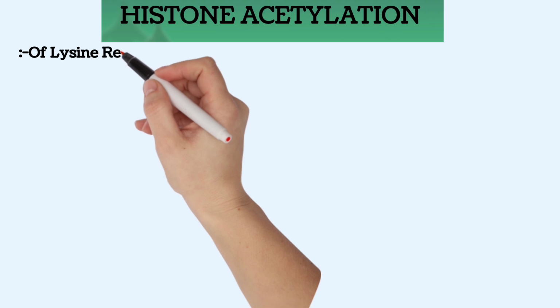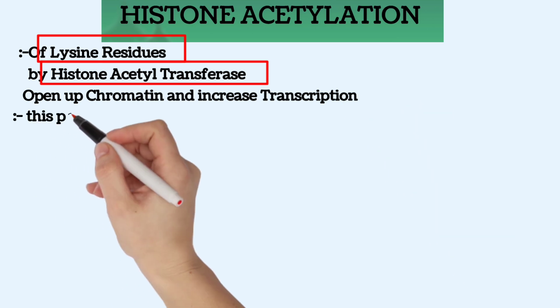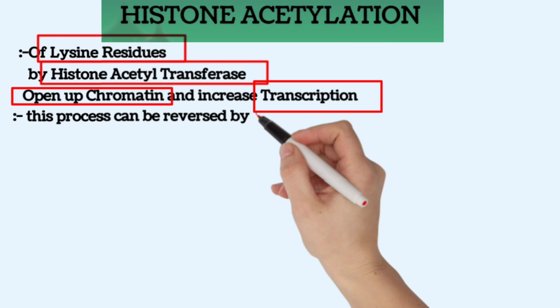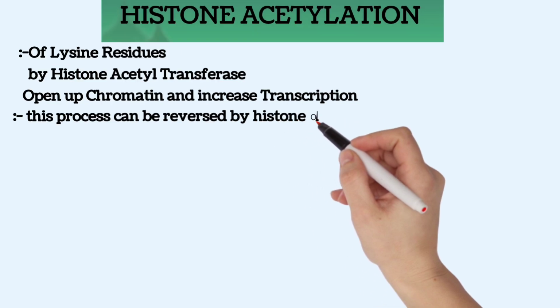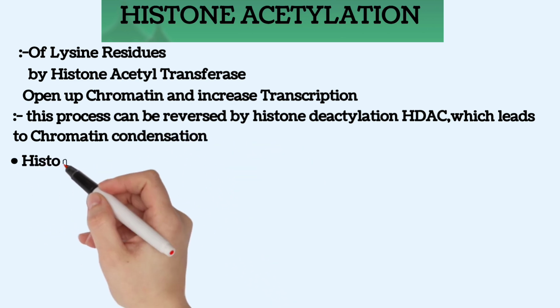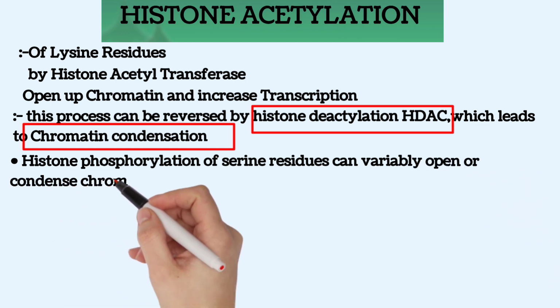Now let's study about histone acetylation. Histone acetylation of lysine residues is done by histone acetyltransferases. Now, as we already know, what does acetylation do? Acetylation opens up the chromatin and increases transcription. And what does methylation do? Methylation condenses the chromatin and helps in transcriptional silencing. So always remember this concept. This process of histone acetylation can be reversed by histone deacetylases, known as HDAC, which leads to what? Chromatin condensation.